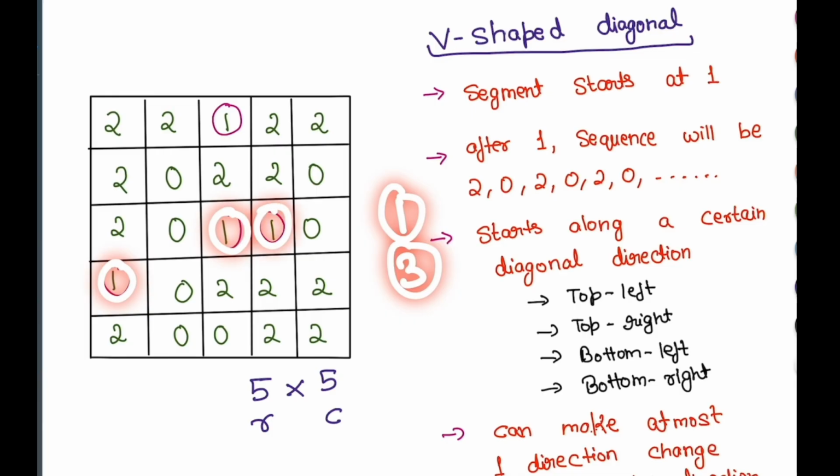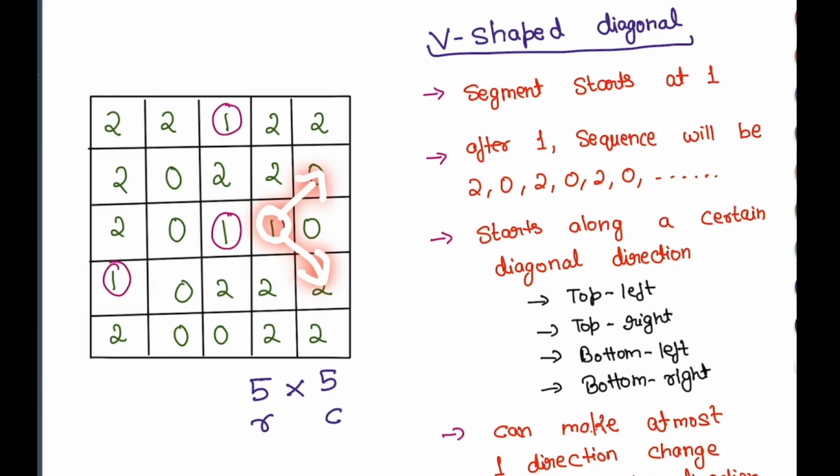Let's try with this as well. With this particular element I can go in the 4 different directions, right? Now the thing is I cannot go in the top right because it is a 0. After 1 we need a 2, right? But after this 1 we have a 2 in all the other 3 diagonal directions. Let us try to process all the 3 diagonal directions.